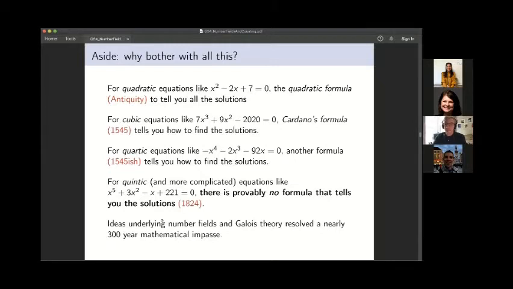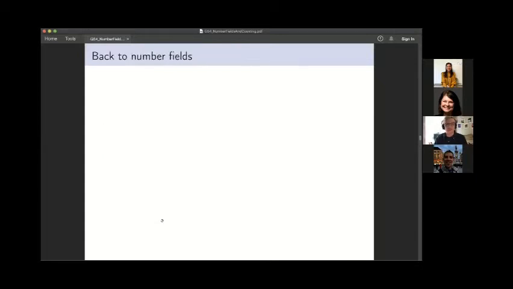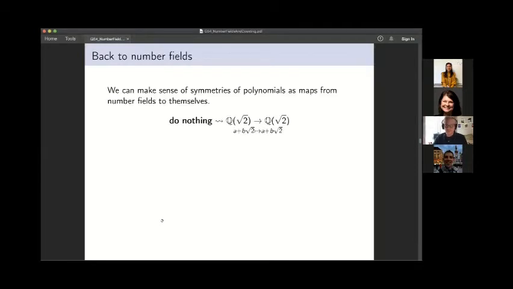So this stuff is useful. It's good for proving that there aren't formulas that solve quintics. For example, they have a rich theory beyond that, which I won't really get into, but hopefully this justifies my existence a little bit. So let's get back to the number field story.